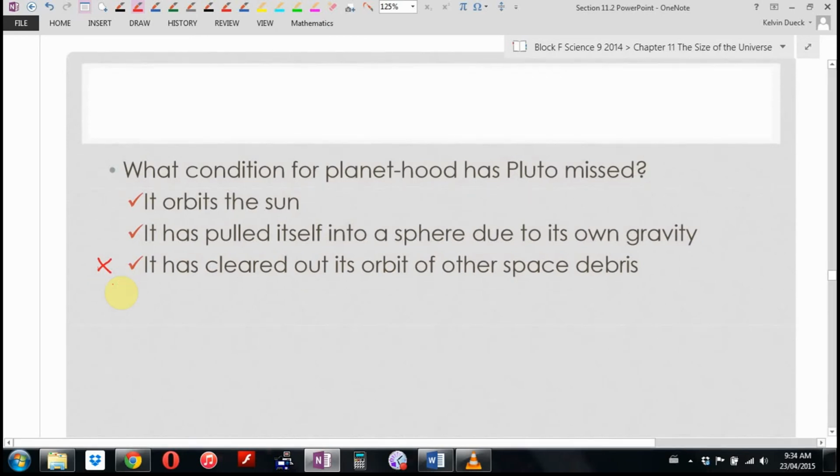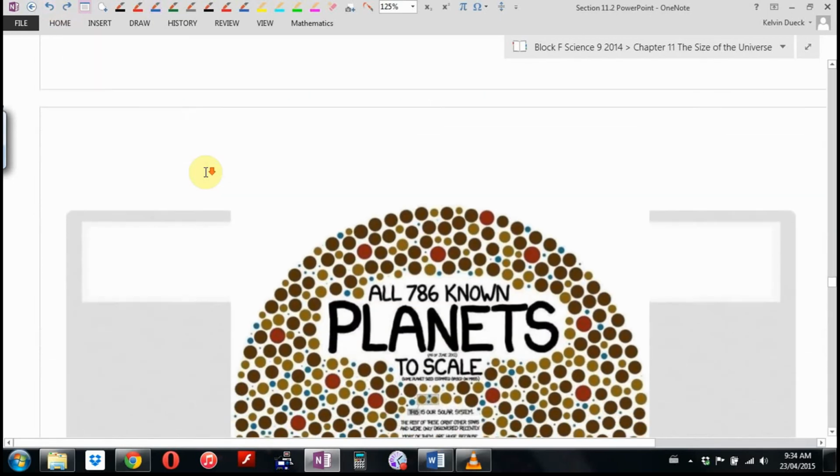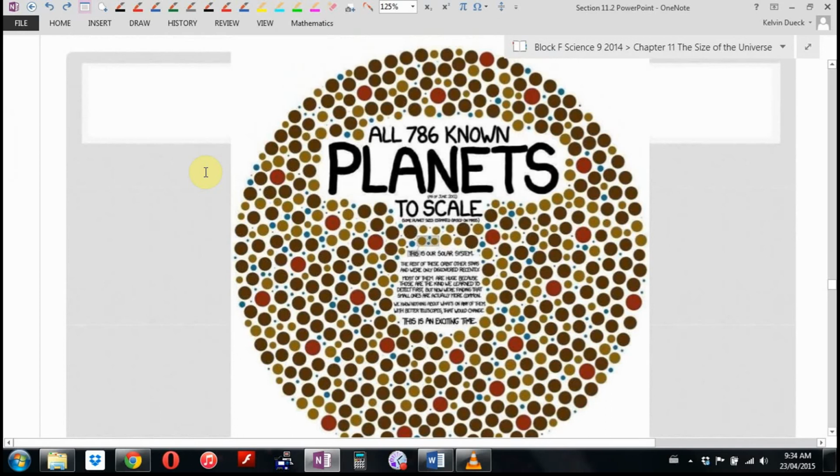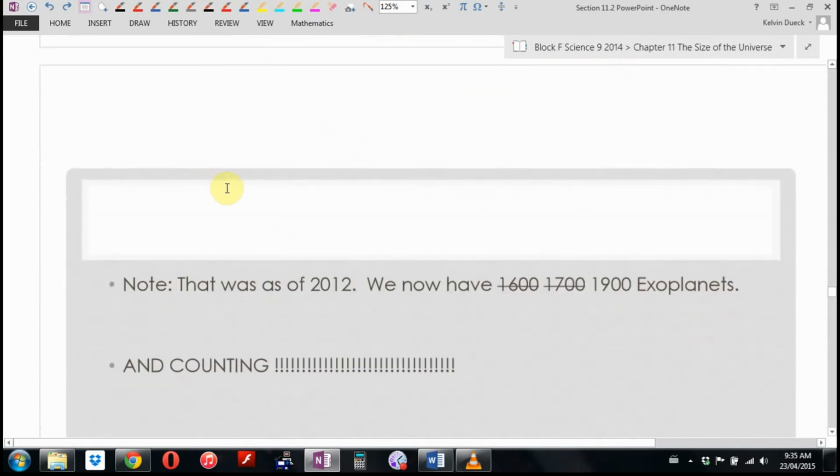You know what? I'll do that in a different color because that looks like red. So this is the one that it's failed. I won't cross that out, but that's the one that's failed. Pluto belongs to an entire... Oh, by the way, this was from 2 years ago. This was all 786 known planets because we've now discovered planets around other stars to scale. This was published in 2012.